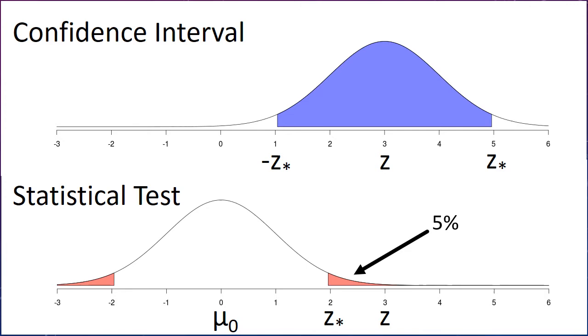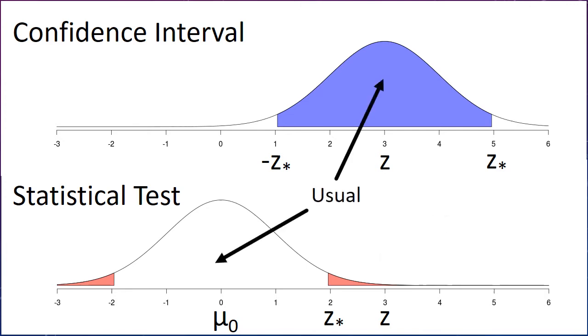What similarities do you notice in these two procedures? They're both based on the sampling distribution. They both have a region of the sampling distribution that's considered usual. For the confidence interval, we use this region to construct a range of believable values for the parameter. For the statistical test, we use this region to decide whether our test statistic was unusual.